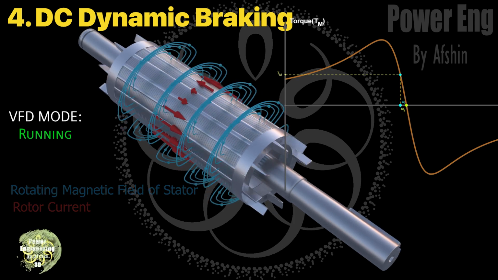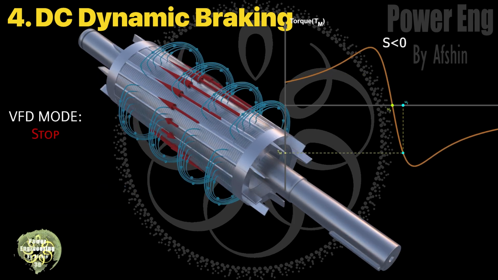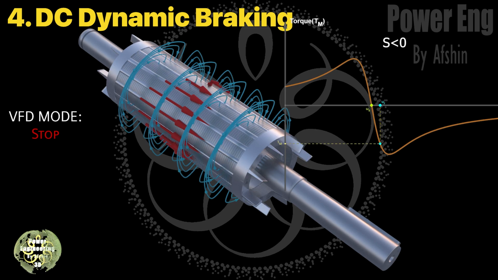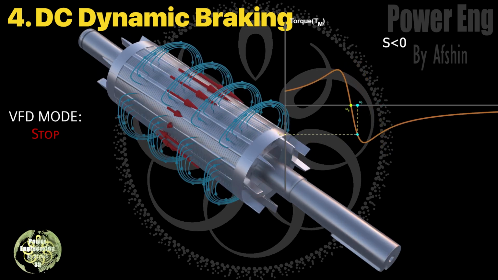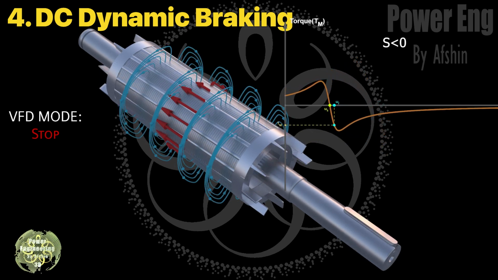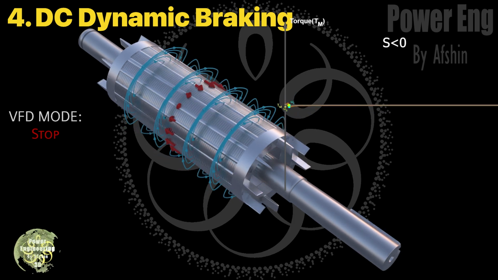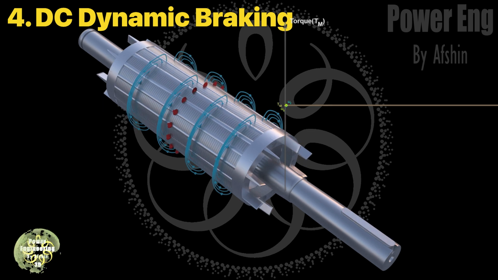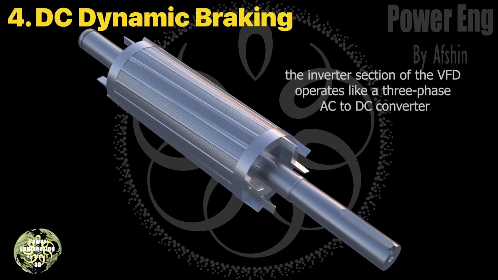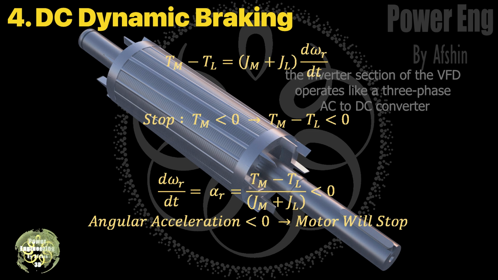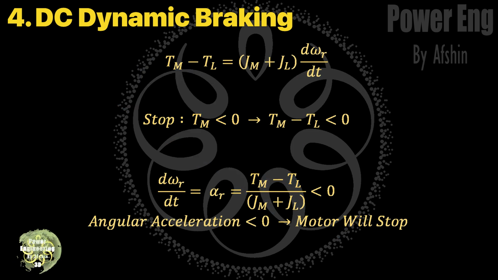The principle is that after the stop command, the motor enters generating mode. The VFD's IGBTs switch in such a way that the energy from the motor is transferred to the braking resistor. In this mode, the inverter section of the VFD operates like a 3-phase AC to DC converter. During braking, the synchronous speed is always lower than the rotor speed to keep the motor in generating mode.